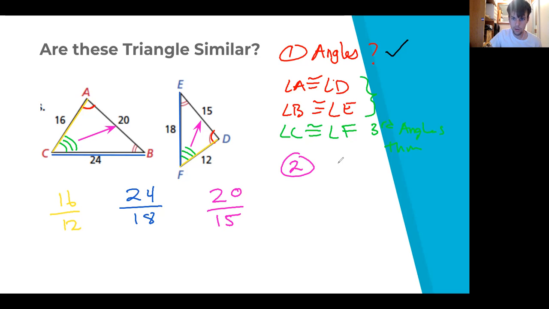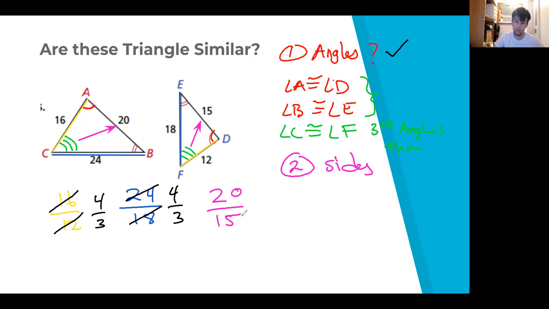Are these equal? Again, because this is part two, we're looking at the sides. Are all of these side pairs proportional? Are all of these ratios actually equal? Okay, let's go ahead and simplify them. 16 over 12, those are both divisible by 4, so that reduces to 4 over 3. Okay, 4 over 3. 24 over 18, again, those are also divisible by a common factor of 6 this time. So divide by 6, we get 4 over 3.